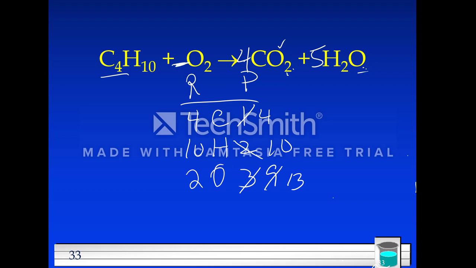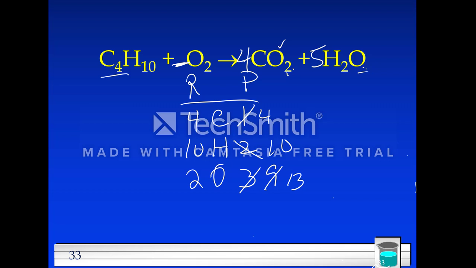What number can I put in front of oxygen and get 13? Can't do it, can I? Why not? Because one side is even and the other side is odd. So see how this is the situation we're talking about. I'm all the way down to the last one, and I can't fix it with a simple number because one side's even, the other side's odd.